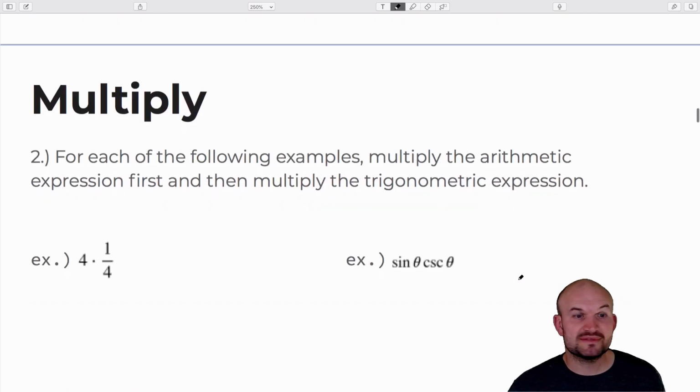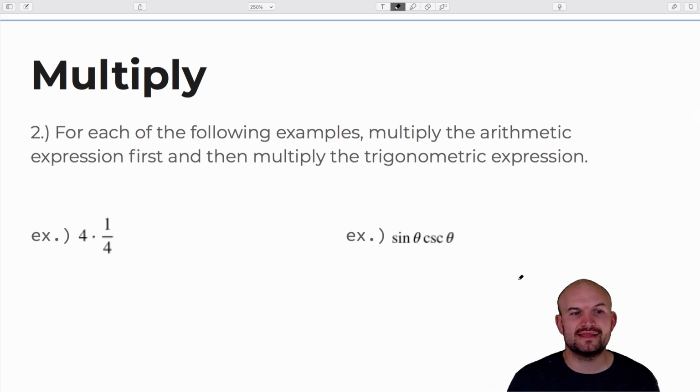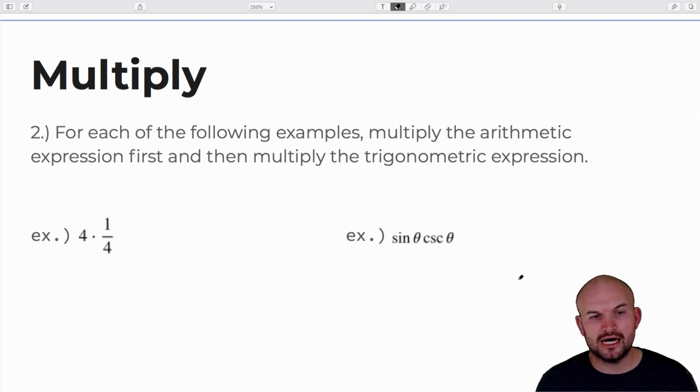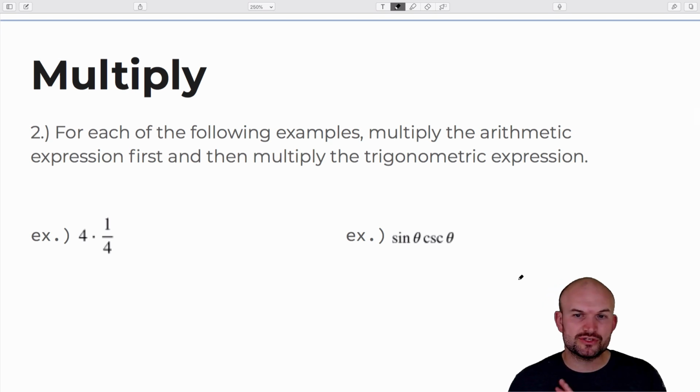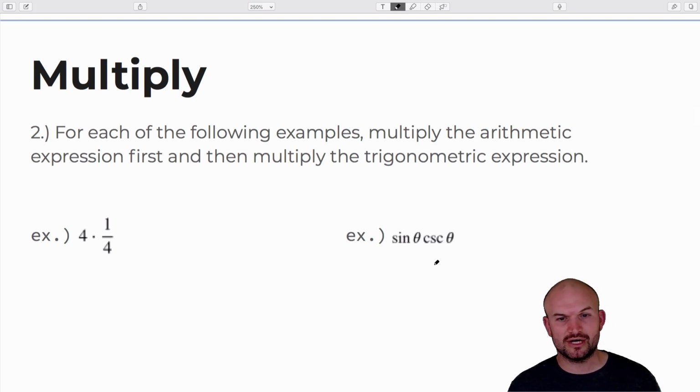All right, so now I'll get into some problems. The way that I designed this lesson was basically to try to relate as much of the operations we have previously done in our math education to our analytic trigonometry chapter. So for this case, we're going to multiply the arithmetic expression first, and then we're going to multiply the trigonometric expression. So basically, we're going to apply the operations here with the numbers, and then we're going to apply that to trigonometry.